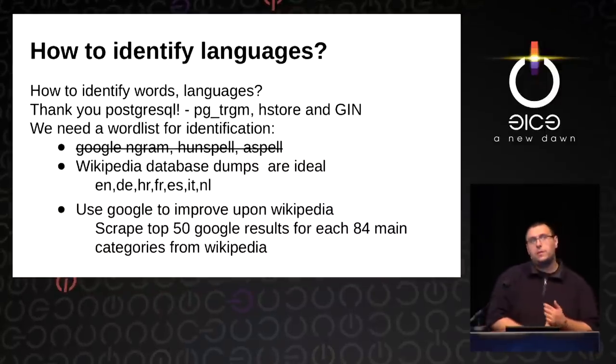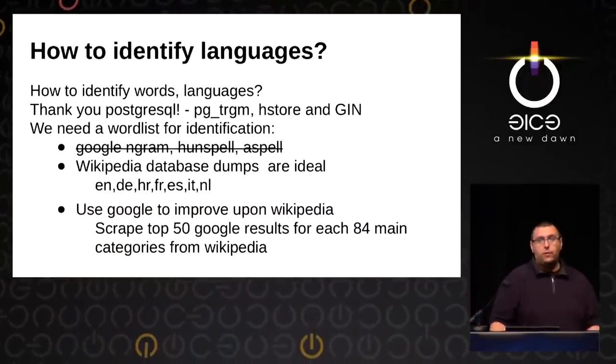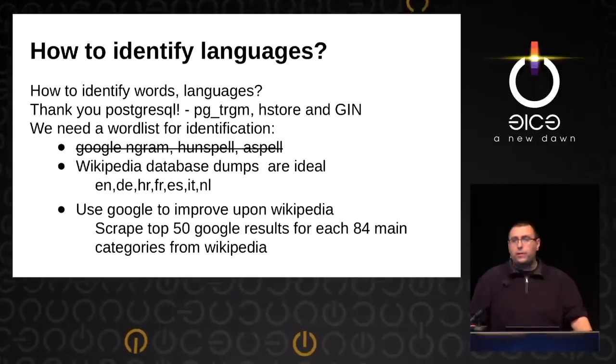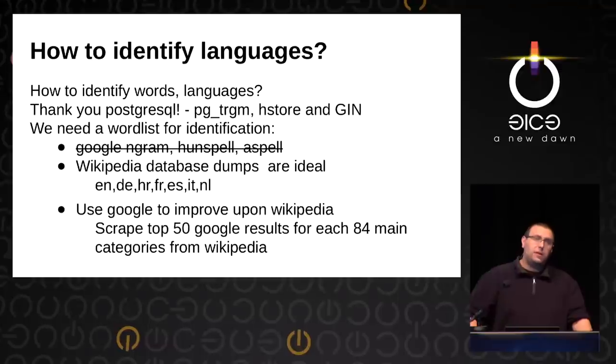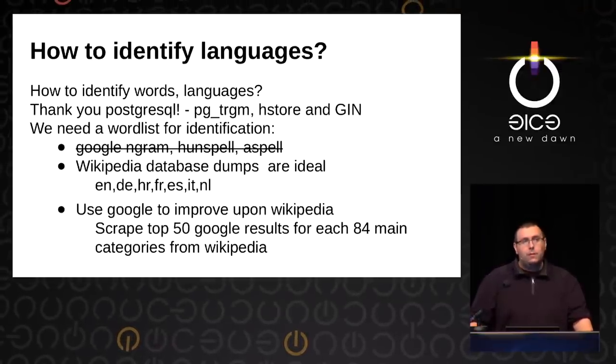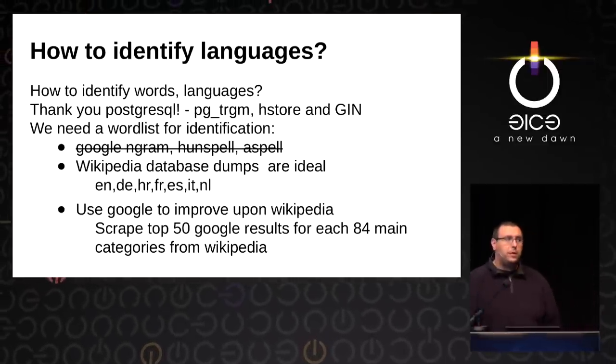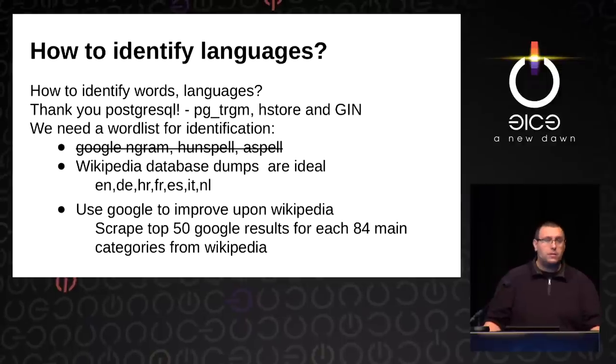The second problem is how to identify languages. For instance, if you say security, you know that it's popular in all languages, but if you say something like plaja, what is that? How can you identify that word? So if you want a good word list, you simply can't rely on things that are available.